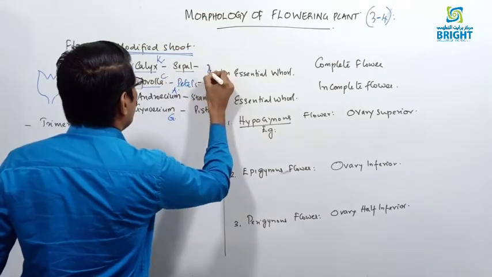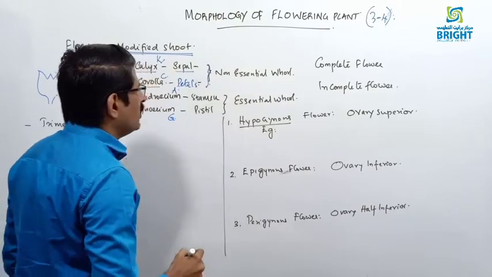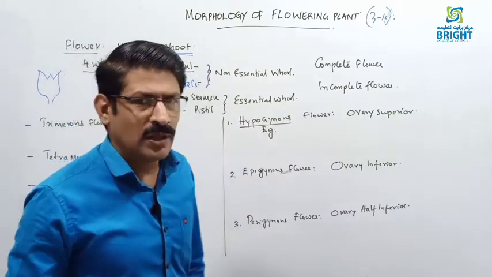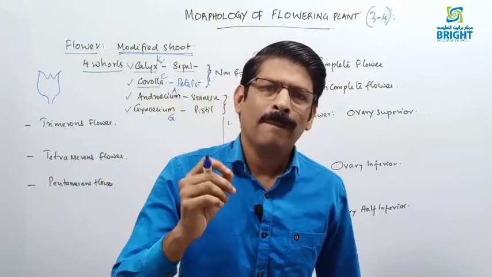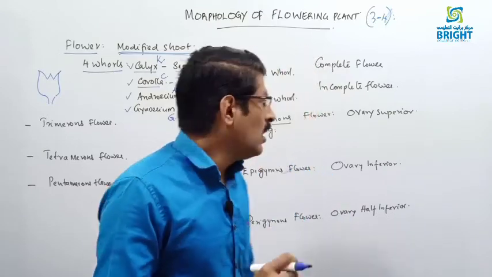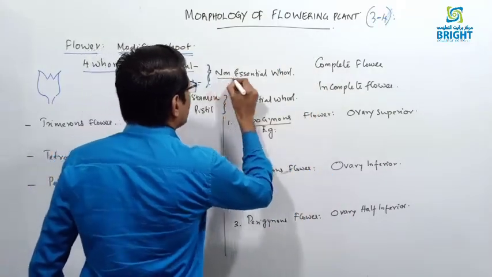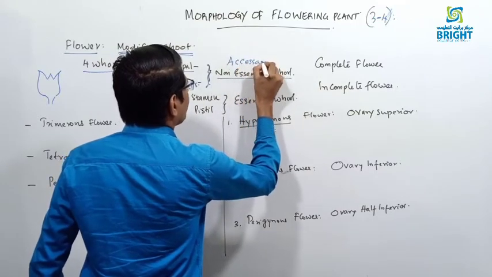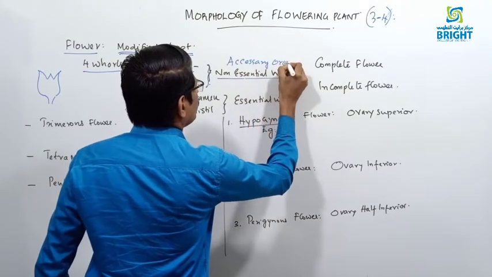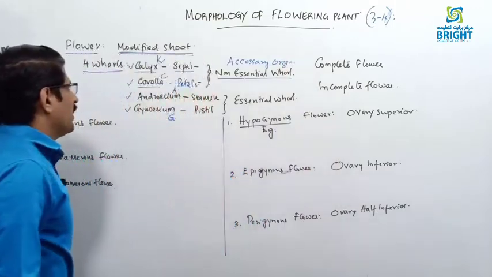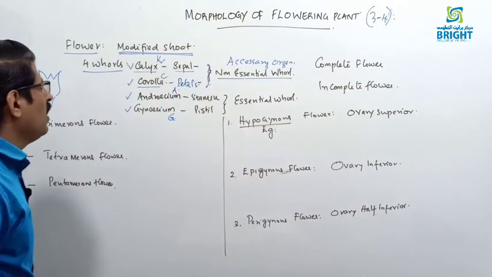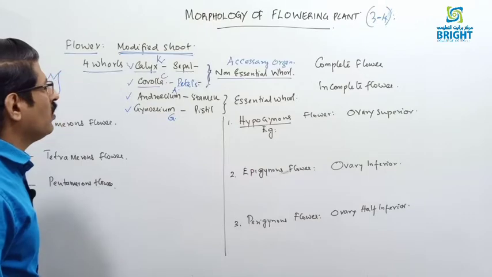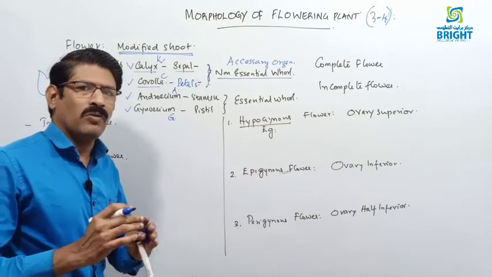And these 2 whorls, calyx and corolla, are not directly involved in the reproduction of the plant, so they are called non-essential whorls, or also accessory organs. Calyx and corolla are accessory organs because they are not directly involved in the process of reproduction.